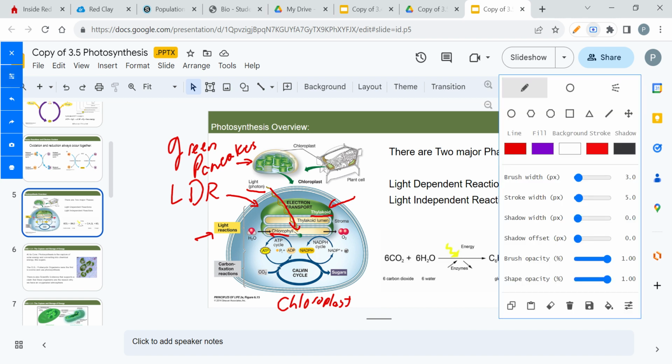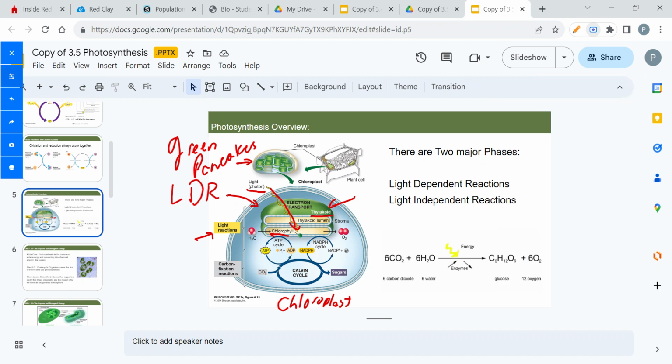All right, the other part of this, the carbon fixation reaction, is the light independent reaction, or the LIR. This is where we use carbon dioxide plus energy made from the light dependent reaction, and we go ahead and make sugars.